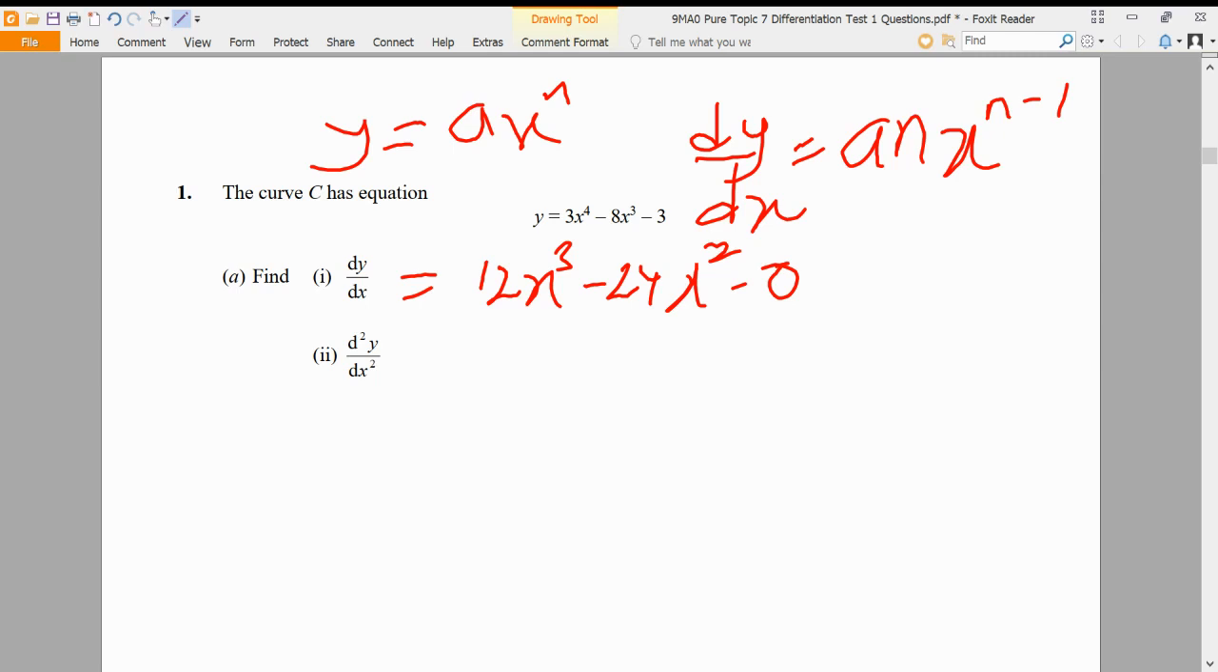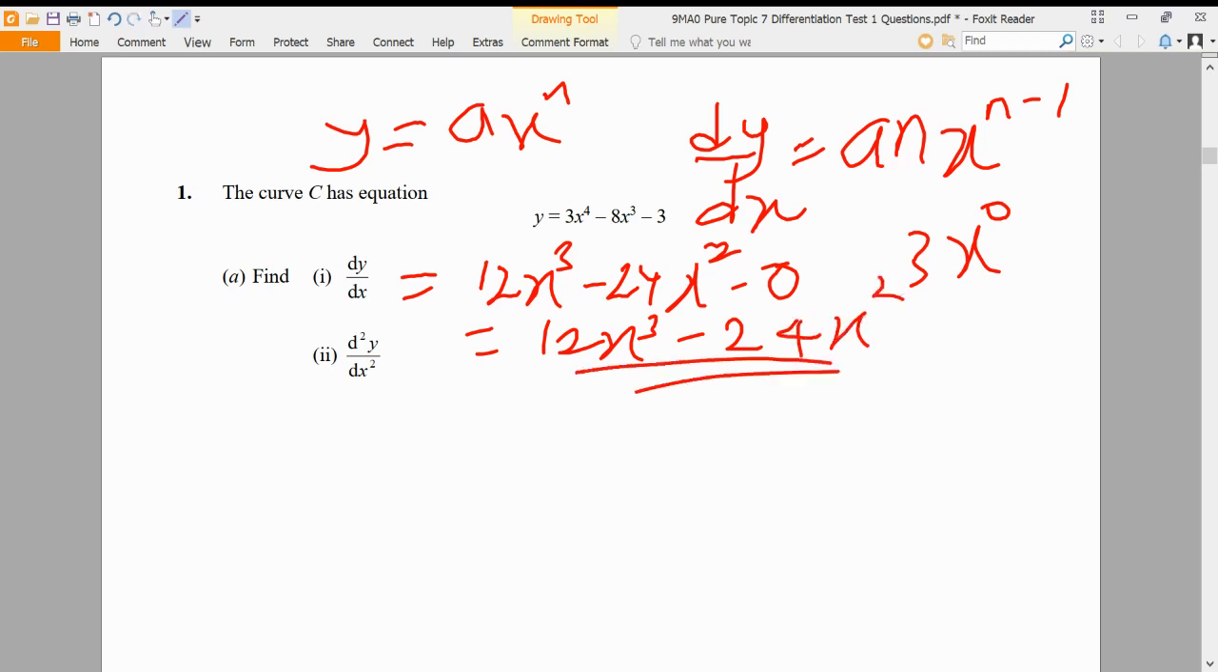Now, so many of us don't even know why we get 0. I'll tell you this. Don't forget that 3 is the same as 3x raised to power 0. So when you say 3 times 0, that's going to give you 0. Eventually, your answer is just going to be 12x raised to power 3 minus 24x raised to power 2. This is your answer.